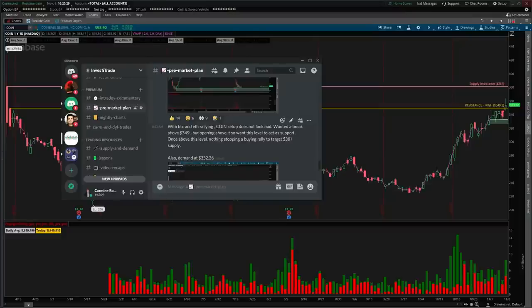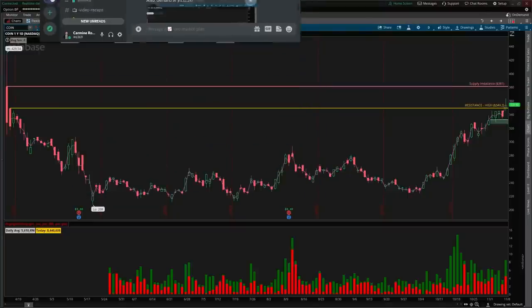We wanted to break above the 349 level. We were opening above it, so we wanted it to act as support. Once we get above it, there's nothing stopping a buying rally to target the 381 supply zone. We also had demand lower.